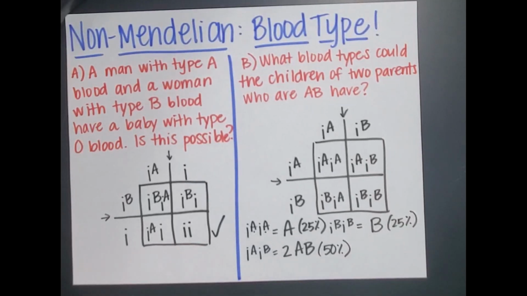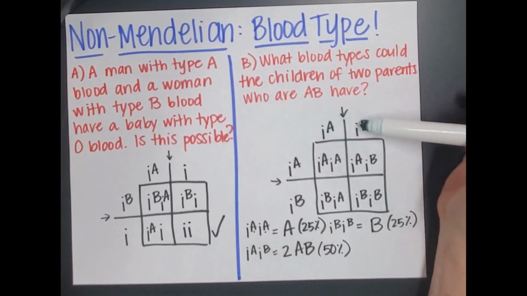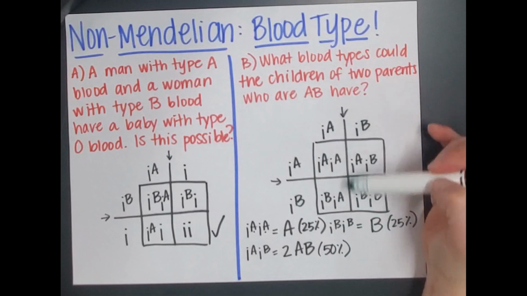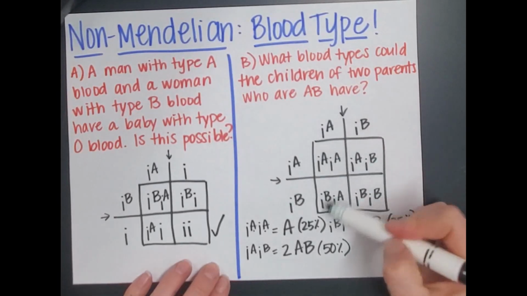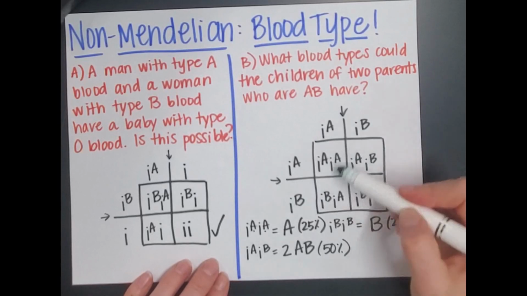Blood type isn't terribly complicated. It's really just about setting it up properly from the get-go. So please make sure you follow the normal steps and take care of your parent genotypes first. Then make sure you've crossed correctly. And then always take your percentages out of 4 total possibilities because there are 4 squares in your Punnett square.